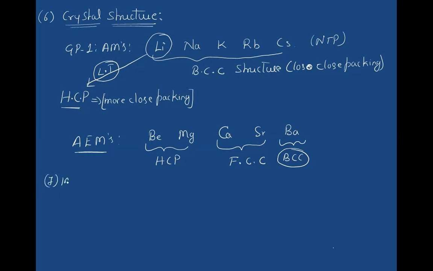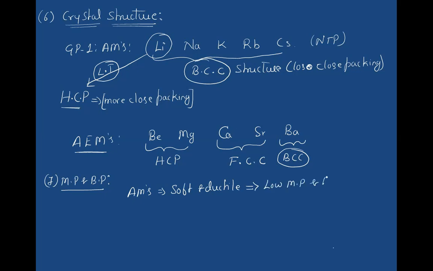If I go with the melting point and the boiling point of group 1 and group 2 elements, alkali metals are very soft in nature, soft and ductile, due to the existence of BCC structure. Therefore, they possess low melting point as well as boiling point when compared to other elements in our periodic table. Reason: the existence of BCC structure at NTP conditions.